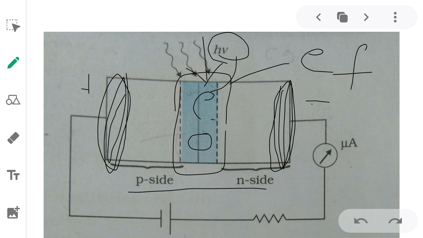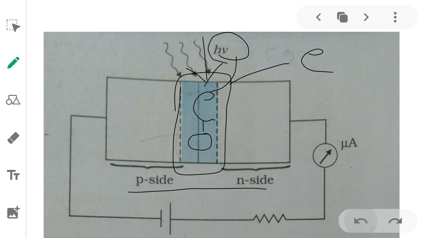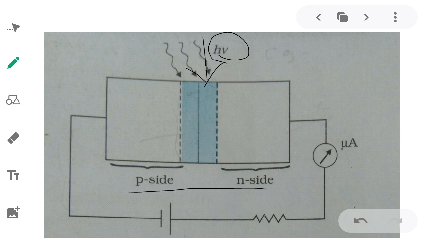What is the simple process? It says in the construction part we know that the depletion region has a transparent window.